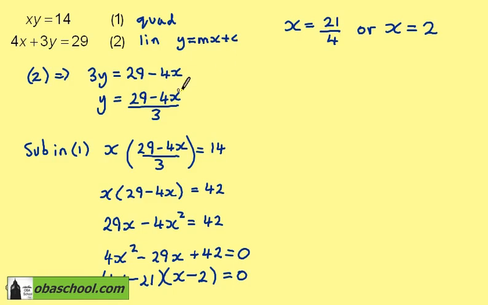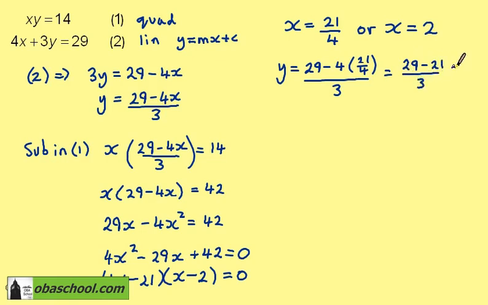We need to find the corresponding y values, substituting 21 over 4 into the expression for y. We get 29, take away 4 times 21 over 4, all divided by 3. The 4's will cancel here, so we end up with 29, take away 21, over 3, which is 8 over 3.